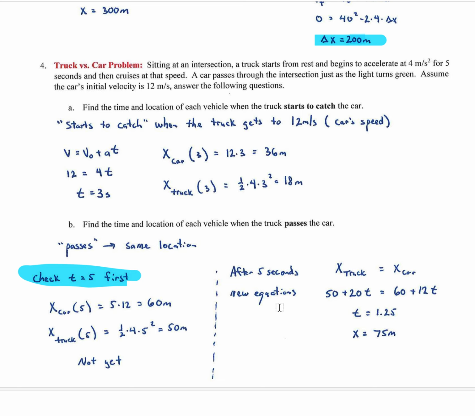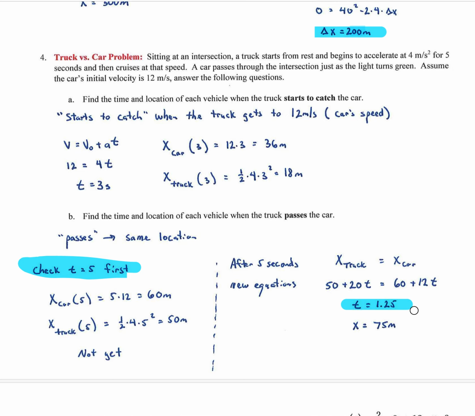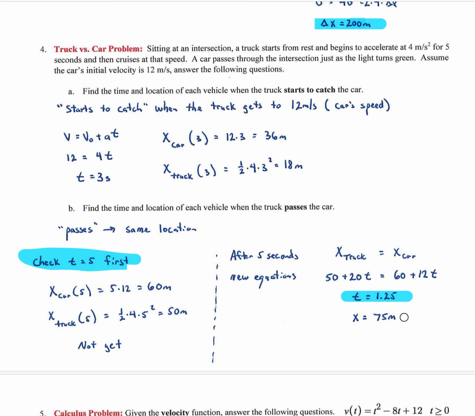And then I wrote new equations for after 5 seconds. So after 5 seconds, the truck's at 50, going 20, and it stays at 20. And the car is at 60, cruising at 12. And I figured out the time it would take for those positions to be equal, meaning pass. That 1.25 is how much more time. So the total time to pass the car would have been this 5 seconds plus this, and so you get 6.25. And then the position was 75 meters from the intersection. Okay, I will do a part 2, but we'll end it there for part 1.